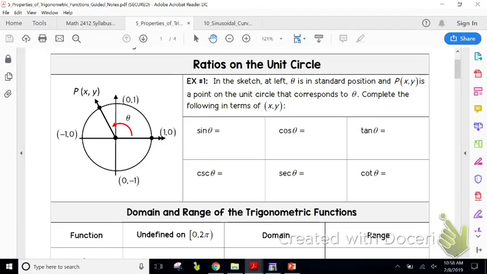Example 1 says, in the sketch at the left, theta is in standard position, and the point P(x, y) is a point on the circle that corresponds to theta. Complete the following in terms of x and y, or as the ordered pair (x, y).